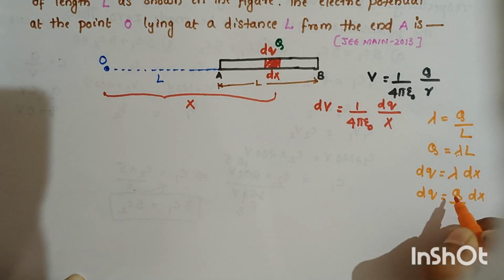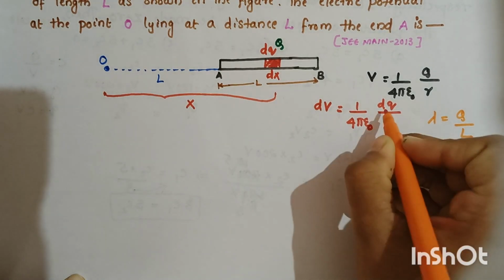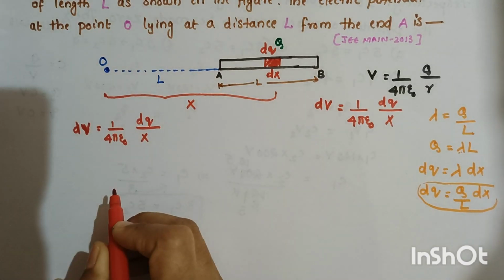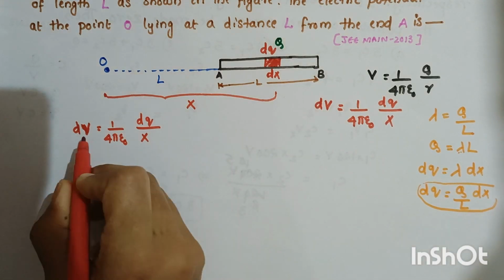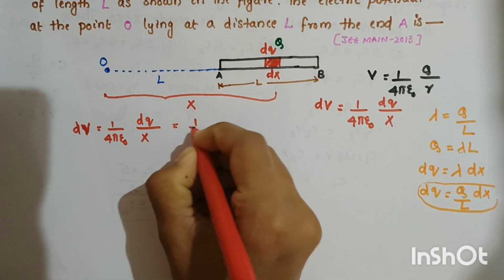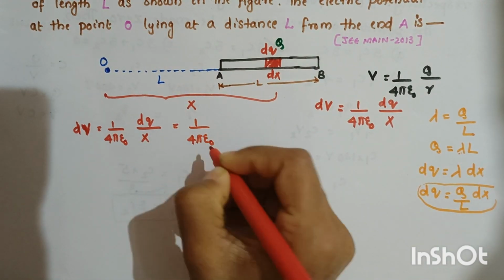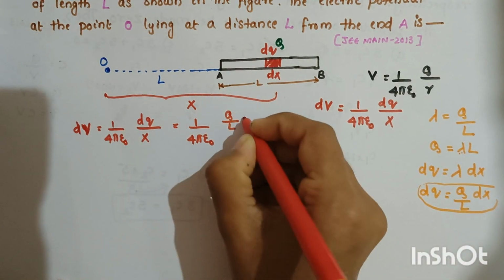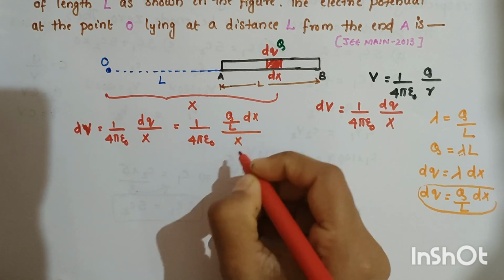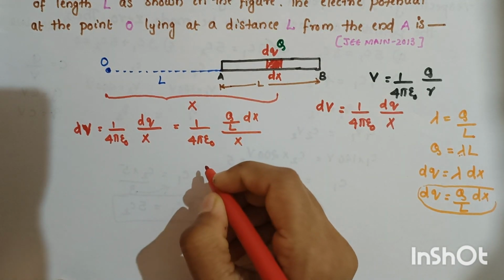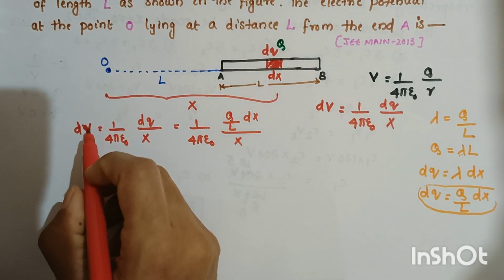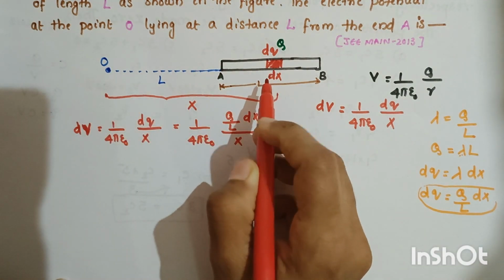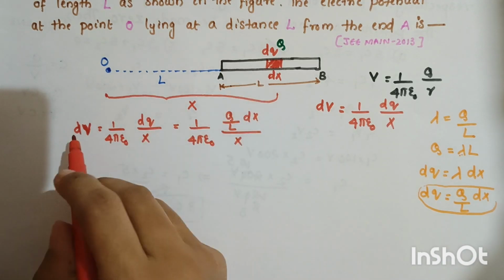I am going to substitute this expression for dq in this expression. So dV can be written as 1 by 4 pi epsilon 0 dq by x, where dq is replaced with Q by L dx, divided by x. This is the potential at this point O due to this very small line segment dx of charge dq, that is dV.